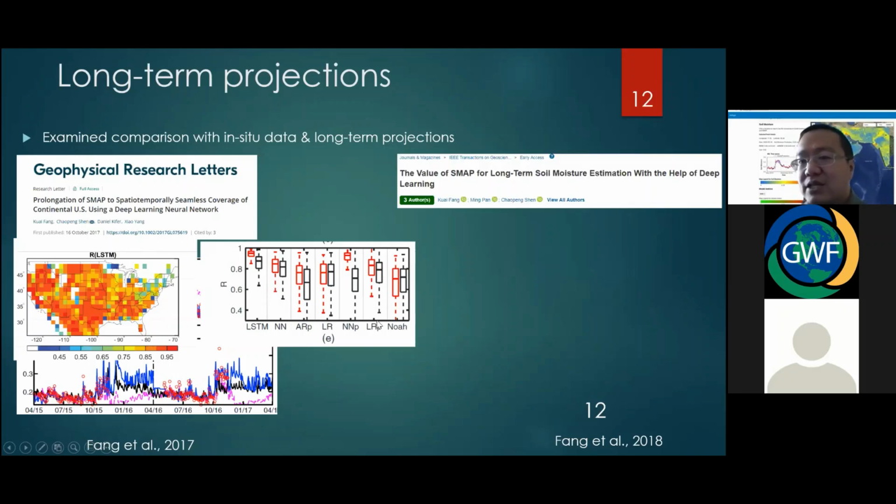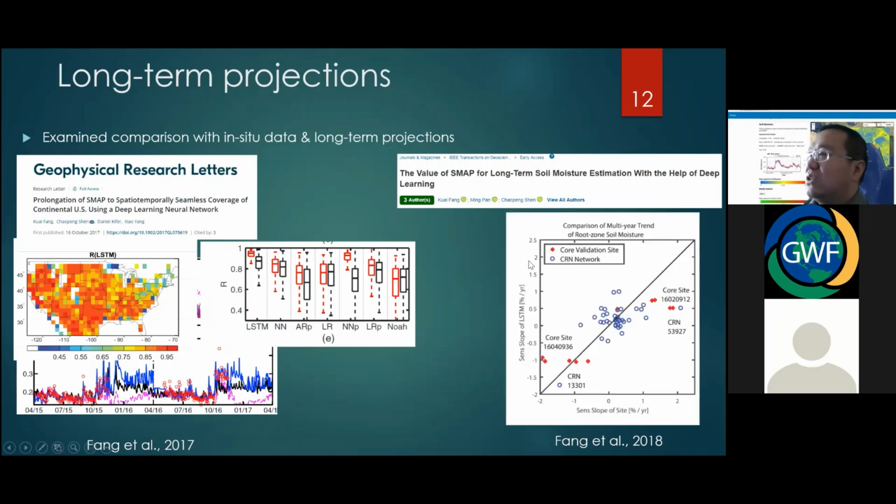Another question we ask is, okay, we trained it for one year and tested on another. How about longer simulations? Is it able to capture a longer trend? Because a lot of times we care about that non-stationarity, right? So this is what we did as a follow-up paper in 2018, where we trained the model in 3 years and projected forward another 3 to 6 years. And we look at the trend in those projected years. We look at the trend that is sensed by in situ data, on the x-axis, and the trend that's predicted by the LSTM model.